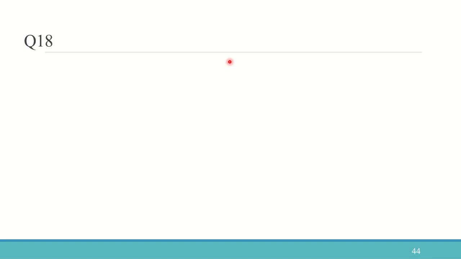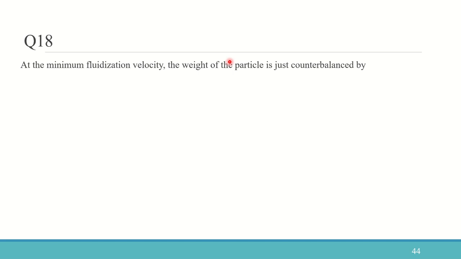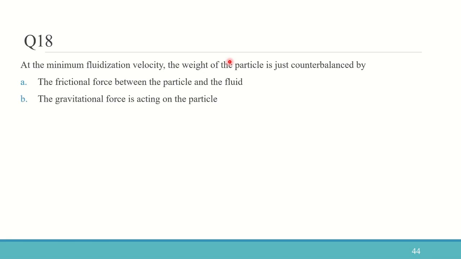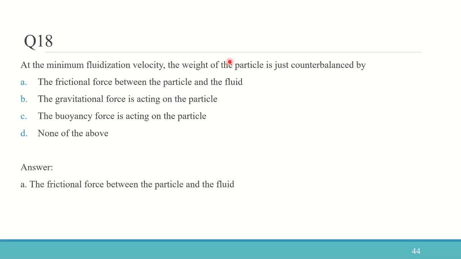Turbulent flow is the right answer. Question 18: at minimum fluidization velocity, the weight of the particle is just counterbalanced by the frictional force between the particle and the fluid, the gravitational force acting on the particle, the buoyancy force acting on the particle, or none of the above. The weight of the particle is the gravitational pull acting on the particle. How is it counterbalanced? It is counterbalanced by the frictional force between the particle and the fluid. So option A is the right answer.